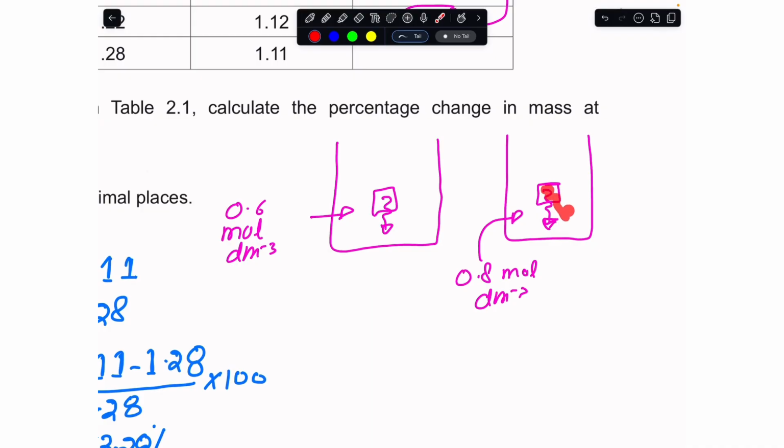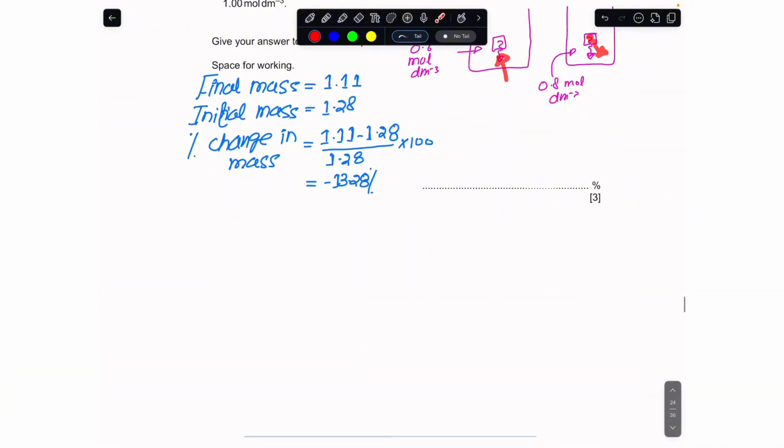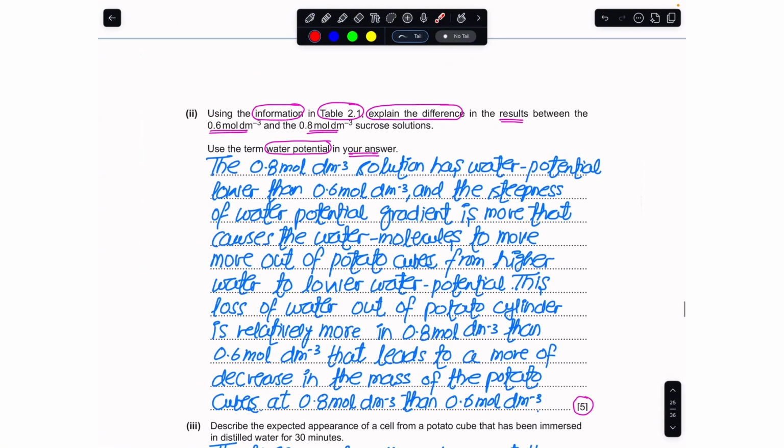So ultimately, this is losing more water comparative to this. So this is an overall idea that we have to present in our answer for 5 marks. So how are you required to write the answer to such questions?